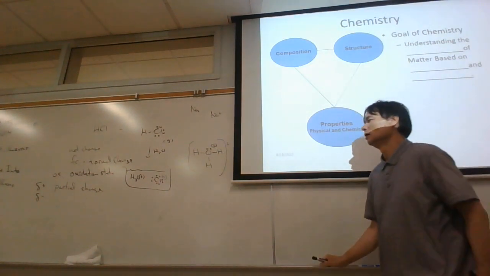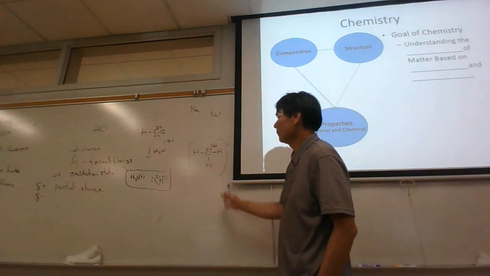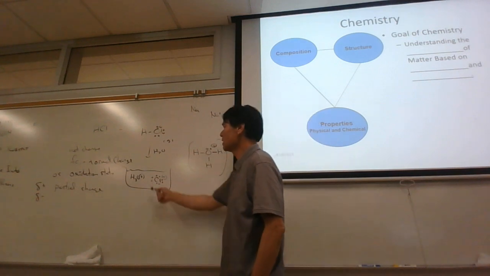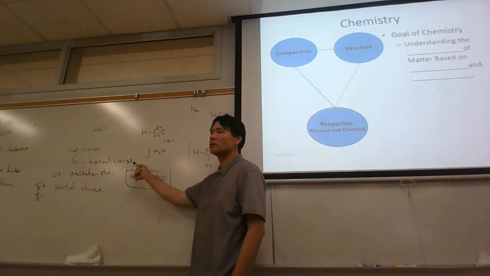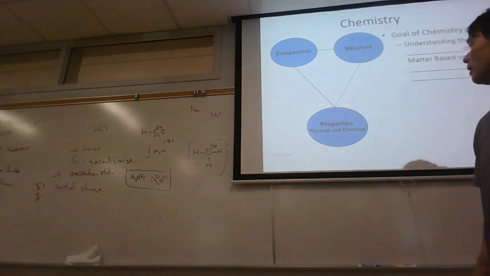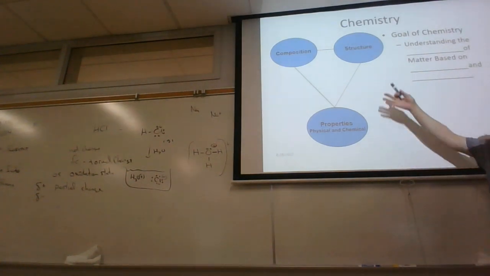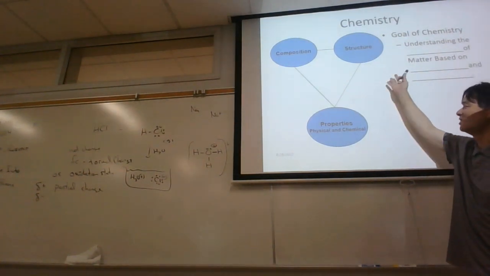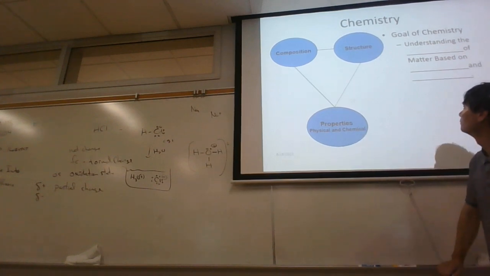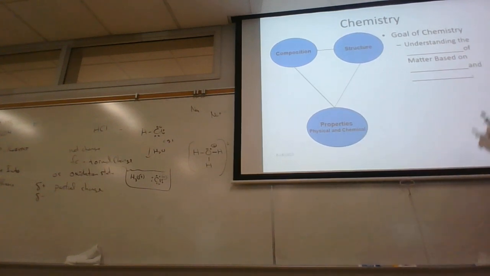And so we'll be going through this. But you probably want to just take a peek back at how you do formal charges and how you do oxidation states. Later on, we'll talk more about how to interpret those numbers, because that's what chemists are going to do. They're going to look at this, they're going to look at that, and they're going to try to surmise some properties based on that. And so the goal of chemistry is understanding the properties of matter based on composition and structure.